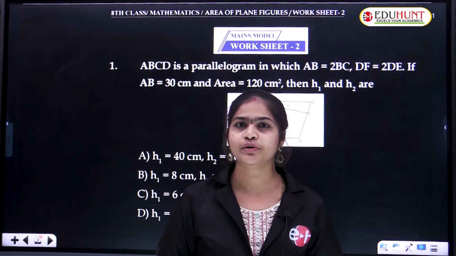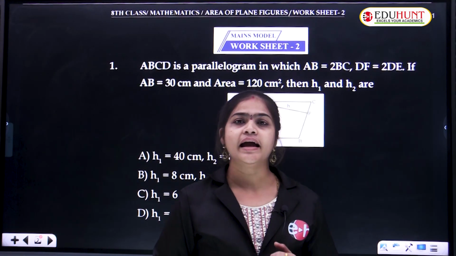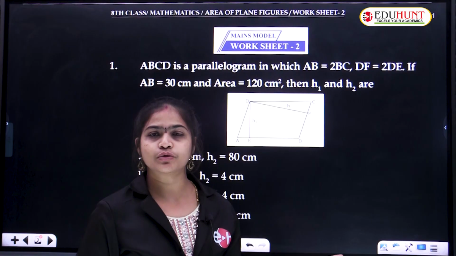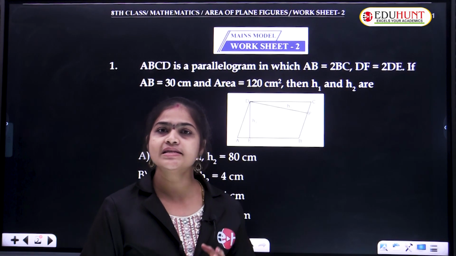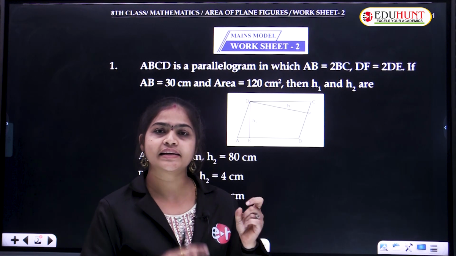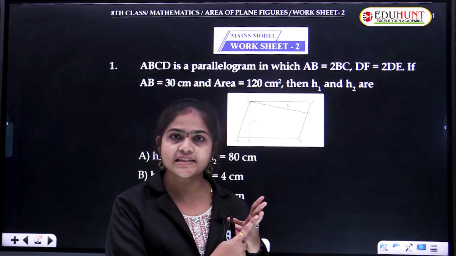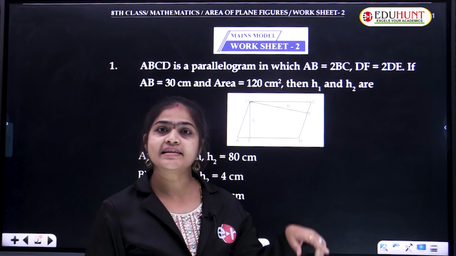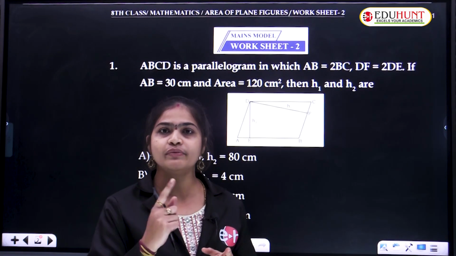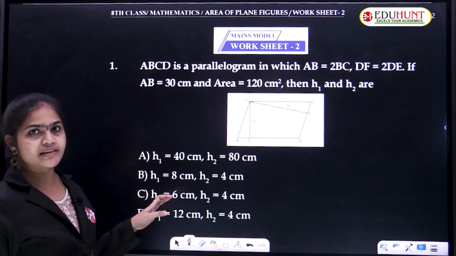Children, in the previous video we discussed areas of quadrilaterals, that is concept 2, right? And in this video we are going to discuss the questions related to the area of quadrilaterals. In that concept we discussed the area of a parallelogram, the area of a trapezium, and the area of a rhombus. About these three quadrilaterals we discussed, right? In the same way, the area of a general quadrilateral we also discussed in that concept. Based on this, we need to simplify this worksheet.